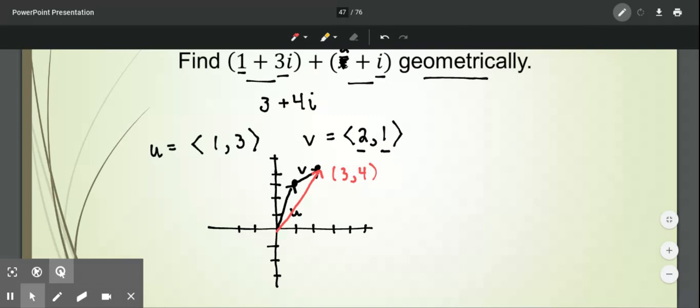So when they ask you to do it geometrically, if you have to support it or you have to draw a graph, which is why I gave you graph paper, that's kind of what we're looking at, is putting those two vectors together and coming up with that resultant vector.